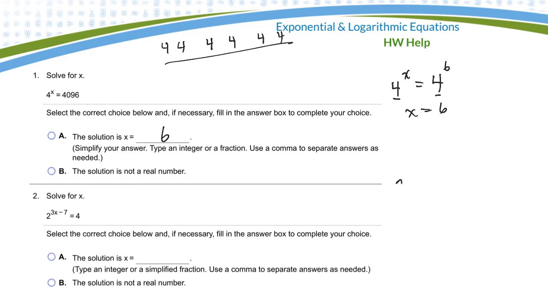Next question, same kind of thing. 2 to the 3x minus 7 is equal to 4. 4 is the same as 2 squared. So if the bases are the same, 3x minus 7 must equal 2. So 3x is equal to, add 7 on both sides, so that'd be 9. And so therefore x must be equal to 3.